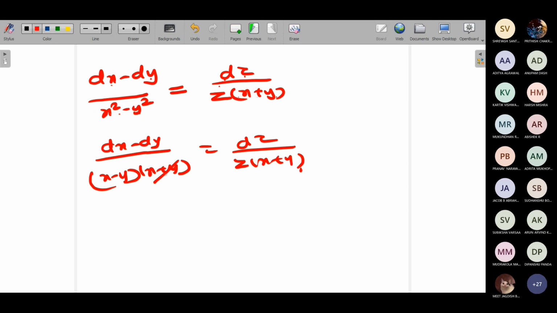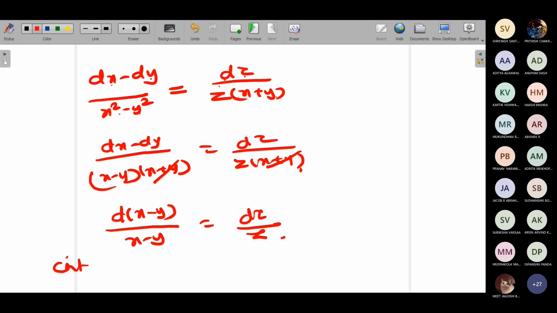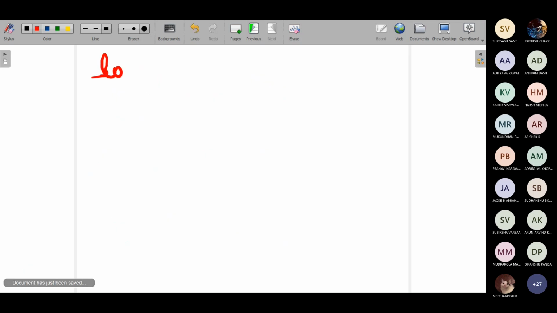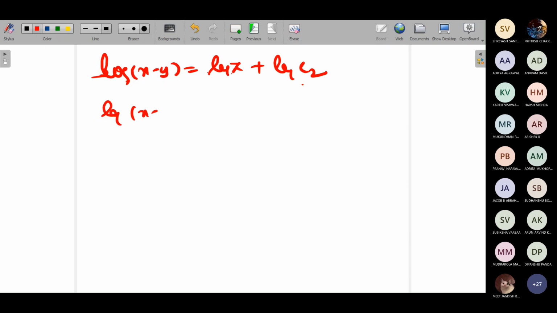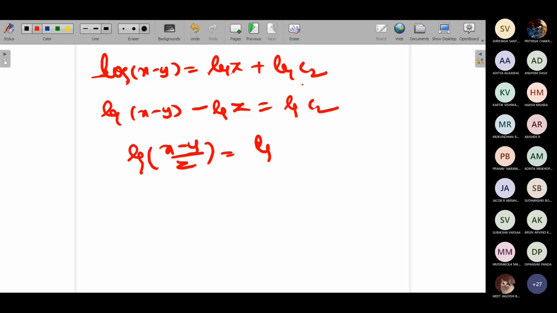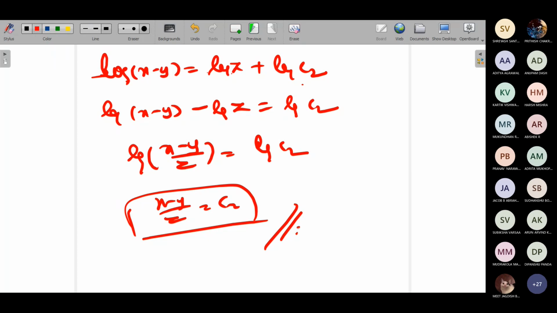Okay, so now x plus y will get cancelled. So I can write the numerator as d of (x minus y) divided by (x minus y) equal to dz by z. Now integrate this. On integration, I get log of (x minus y) is equal to log z plus log c2. I can retain the log this side or bring it to this side, it's up to us. There is no harm. So I can write it as log (x minus y) minus log z is equal to log c2. So log of (x minus y) by z is equal to log c2. So (x minus y) by z is equal to c2.